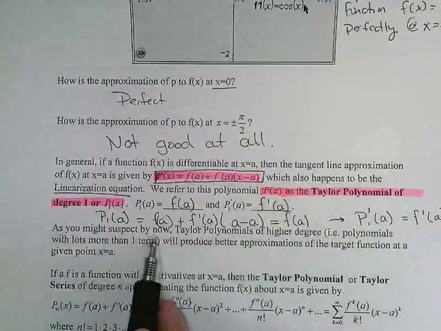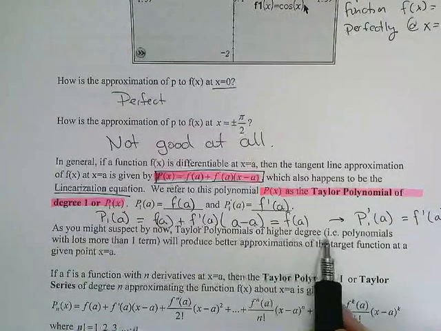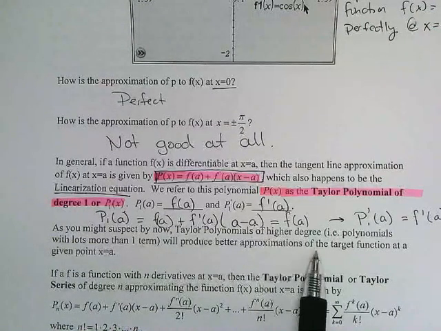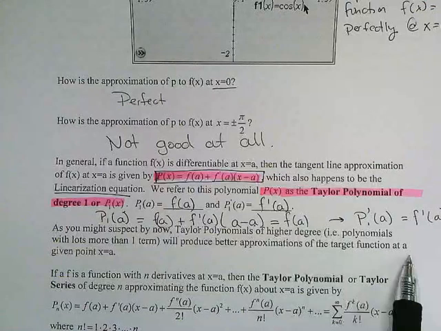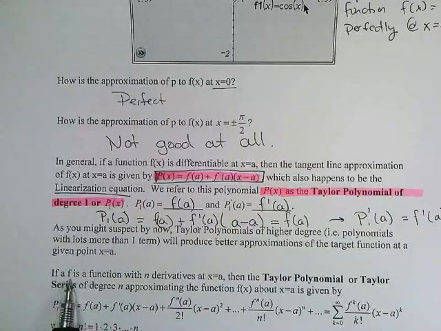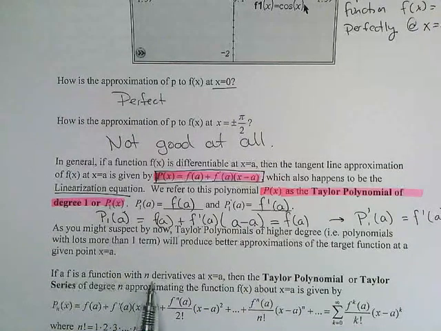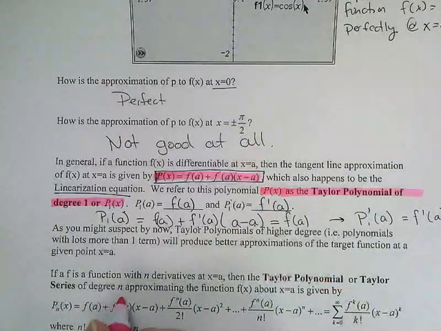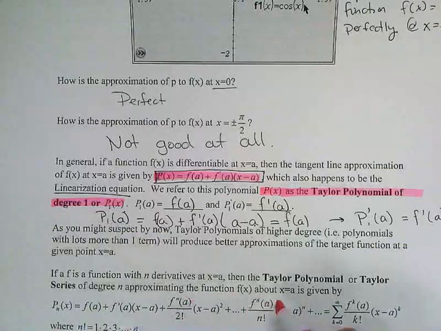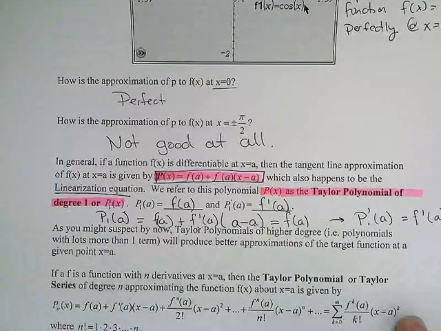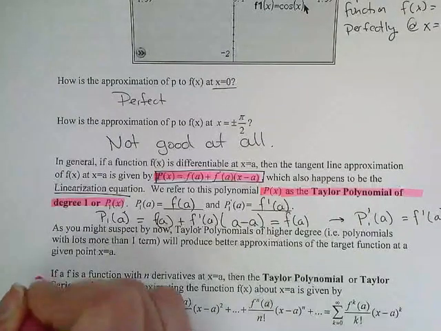Alright, as you might suspect by now, Taylor polynomials of higher degree, polynomials with lots more than one term, will produce better approximations of the target function at a given point. So if f is a function with n derivatives at x equals a, then the Taylor polynomial, or the Taylor series, of degree n approximating the function f of x about x equals a is given by all of this. So I'm going to stop here.